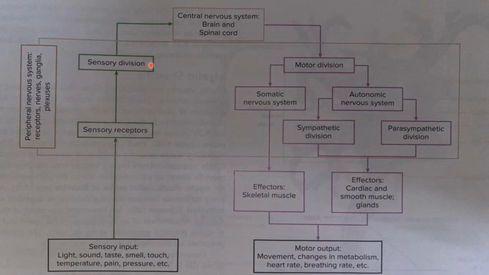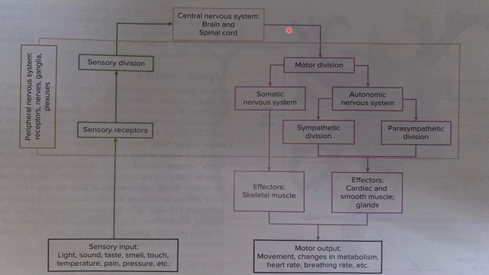Now, the neurons that will transmit those action potentials from the peripheral nervous system to the CNS are called the sensory neurons. Okay, so in between the central nervous system and the peripheral nervous system, we have the so-called sensory neurons, wherein they are the ones that transmit the action potential from the peripheral nervous system.